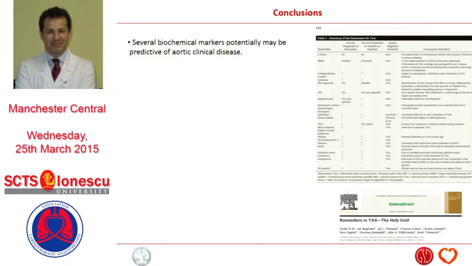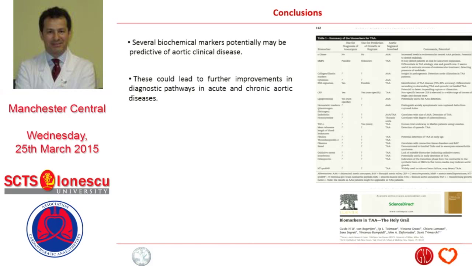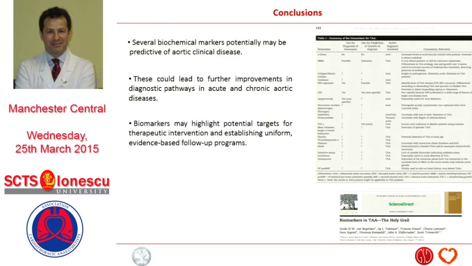So in conclusion, about biomarkers in aortic disease, several biochemical markers potentially might be useful for our daily purpose. This could lead to further improvements for diagnosis in the acute setting, but also for following our patients in the chronic setting, when they come to us just to tell us how is going on with my aorta, and we always go forward with a new CT scan or MRI. We might have room for biomarkers if they might be used in a more extensive and more specific way. Of course, these biomarkers might highlight potential targets for therapeutic intervention, as I tried to tell you.